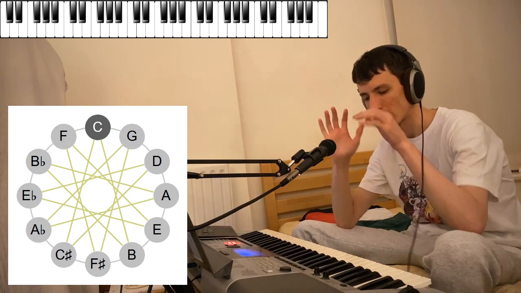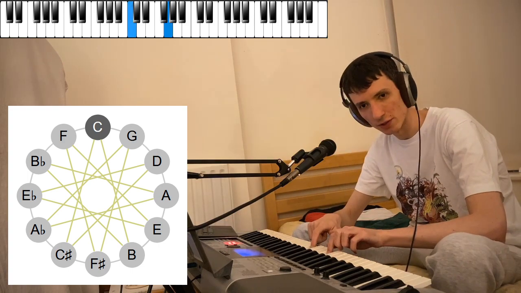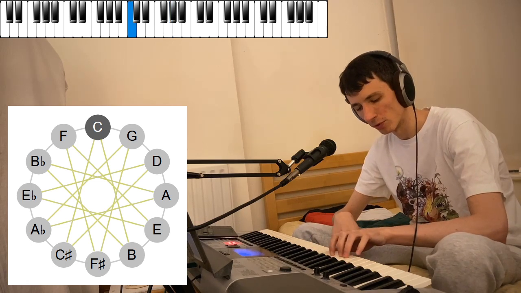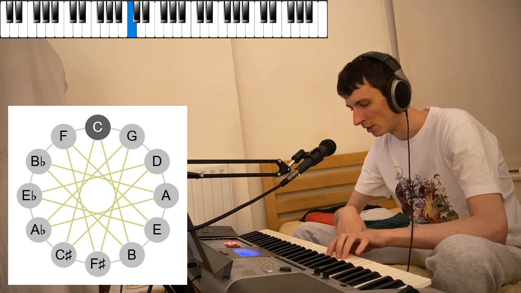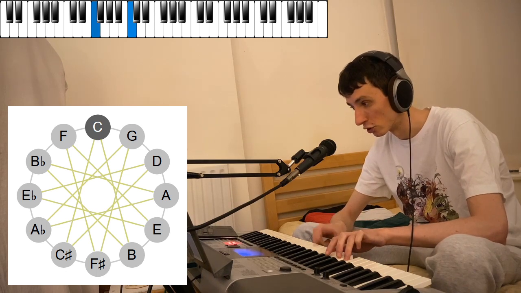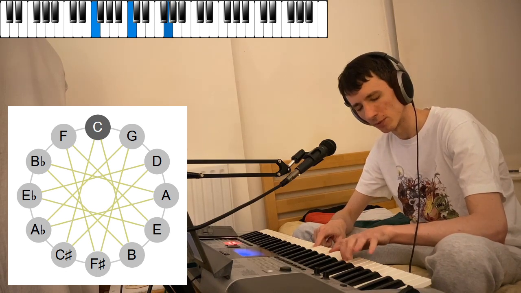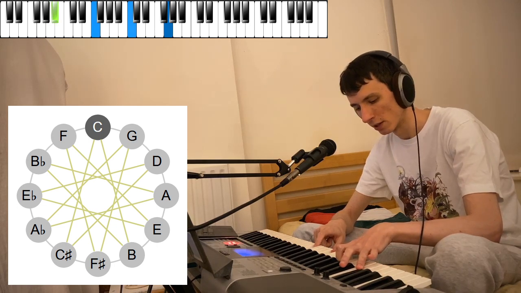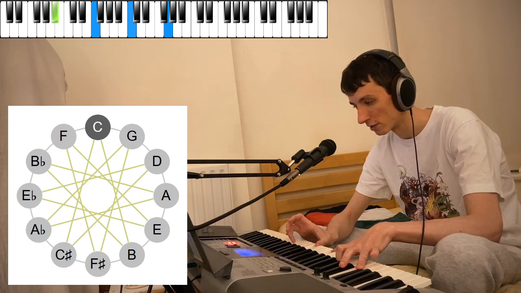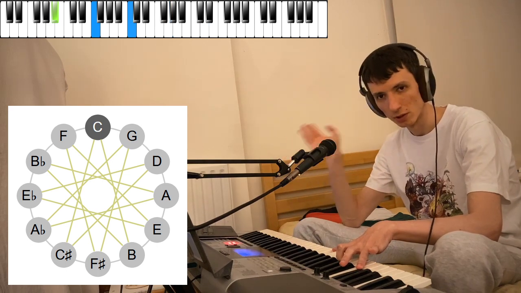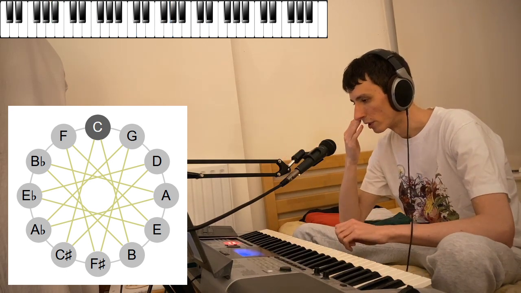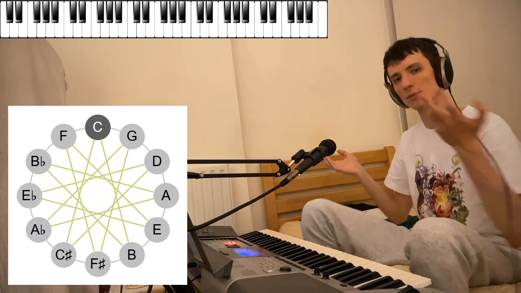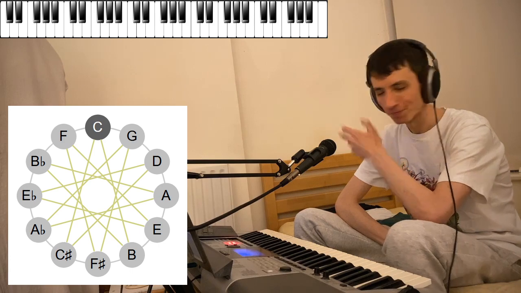Basically, the notes that are close to each other on the circle of fifths are the notes that sound the most similar to each other. So the most similar sounding notes to C are F and G. The most similar sounding notes to F are B flat and C. And to G it's C and D, right? And so on. So we can now consider how we can make a scale out of these notes.